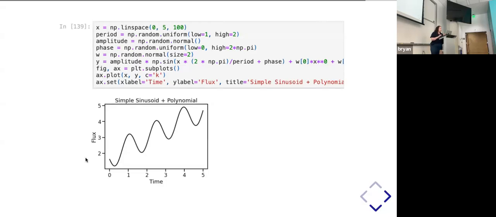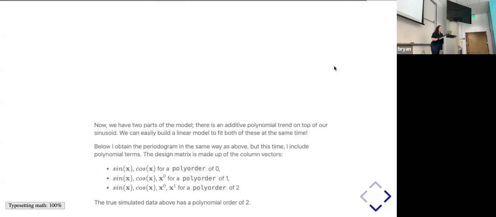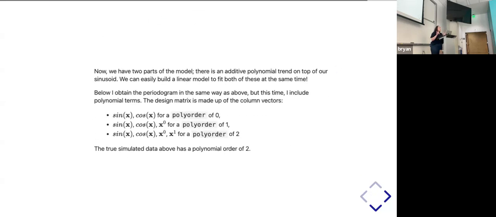I have made a sinusoid that has a random period between 1 and 2, random amplitude, random phase, and then I put in a random polynomial. And it's just a first order polynomial. I know that you can't see it in the data because it's cut off here, but I promise this is a first order polynomial. Now we have two parts of this model. We've got this additive polynomial trend, which I've manufactured. This isn't necessarily real astronomy data. And we have this periodogram that's on top of it.